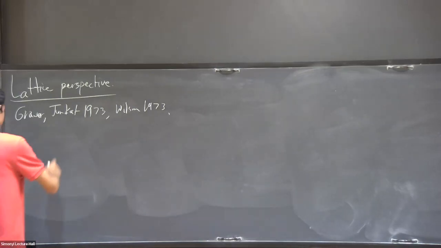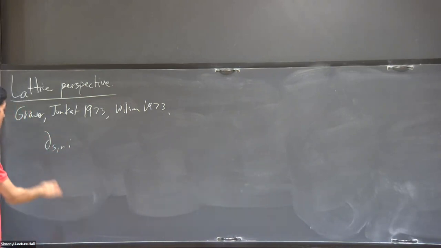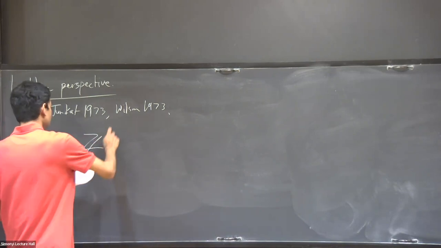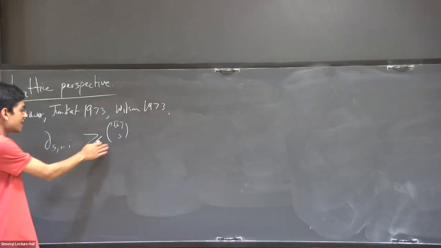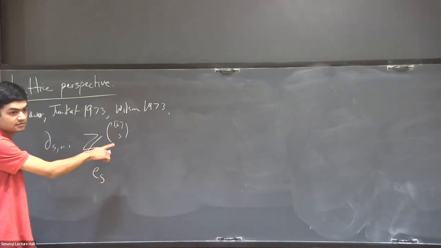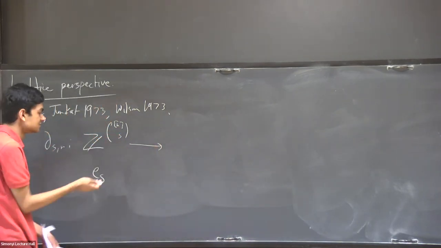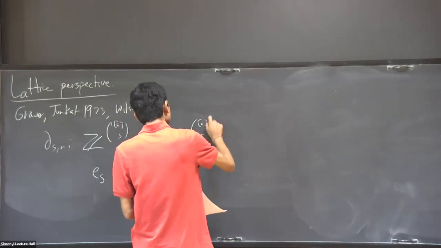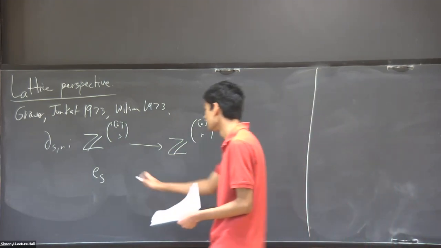So let me define some objects. I'm going to define a map, partial SR, and it's going to map from the following integer space. I have a basis element for every set of size S, and I just take the span of these. And my image space is going to be the span of sets of size R.